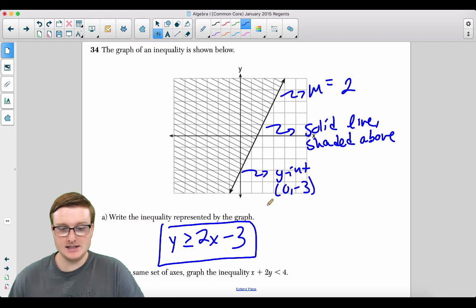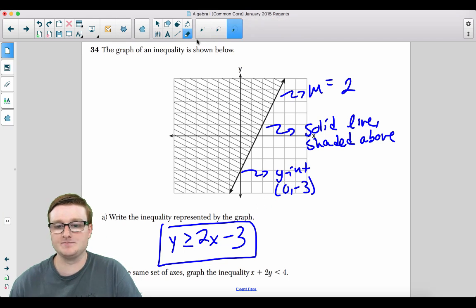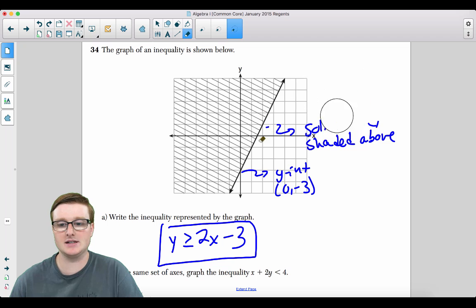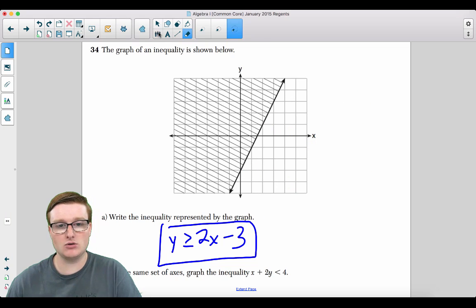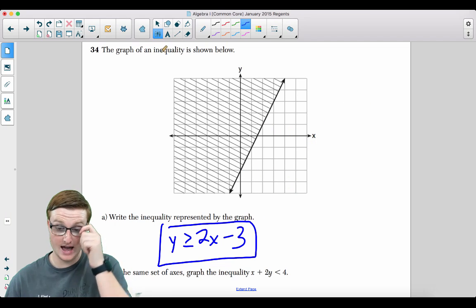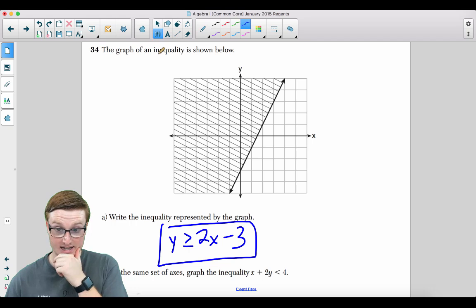On the same set of axes, graph the inequality x plus 2y is less than 4. If you didn't copy this down, copy it down right now. I'm going to erase it right now. Here we go, and erasing. So I'm going to now graph x plus 2y is less than 4.